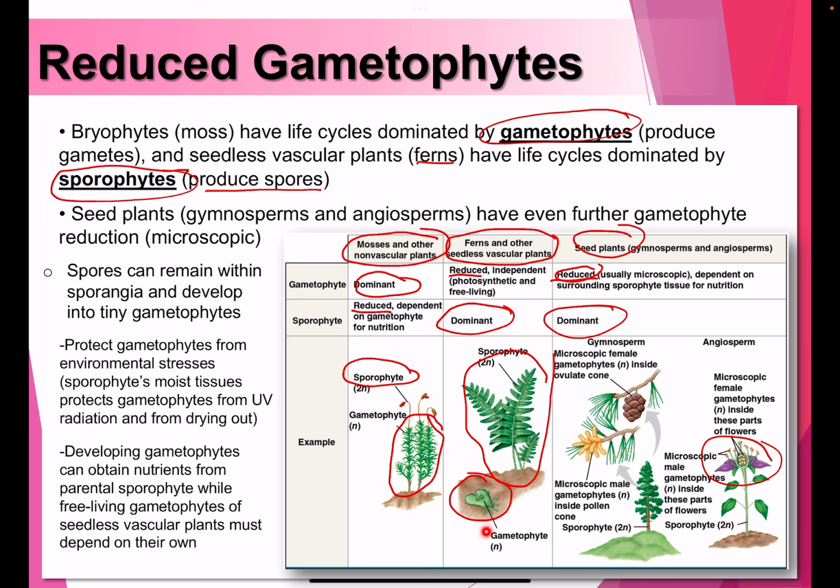Survive on your own. Whereas your developing gametophyte within your seed plants, they can get nutrients directly from their parent sporophytes. That's why they remain attached until they're ready for germination, and then they leave the tree, the plant itself. Okay. So in a sense, the gametophytes, like I said, were getting smaller and smaller as we go from non-vascular plants to seedless vascular plants to seed plants.